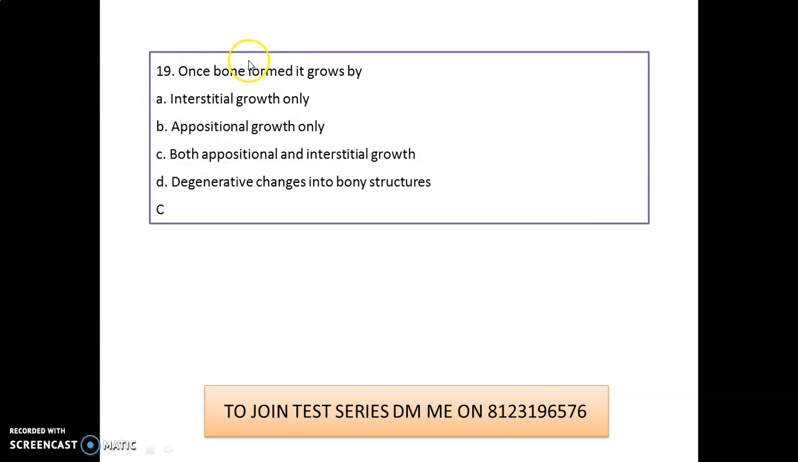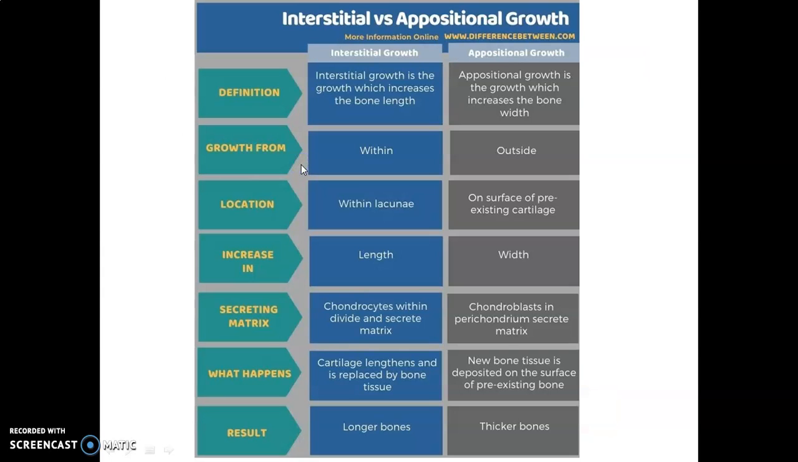Then once bone is formed, how does it grow? It grows both by appositional and interstitial growth. Let's see what is appositional and interstitial growth. In interstitial growth we have the growth that helps in increasing bone length, whereas appositional increases bone width. In interstitial growth, the growth is within the bone, whereas appositional is outside the bone. Here the location is within the lacunae, and here it is on the surface of existing cartilage. So this helps in increasing length, and appositional helps in increasing width.